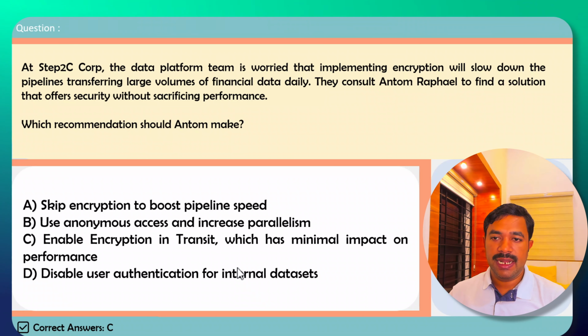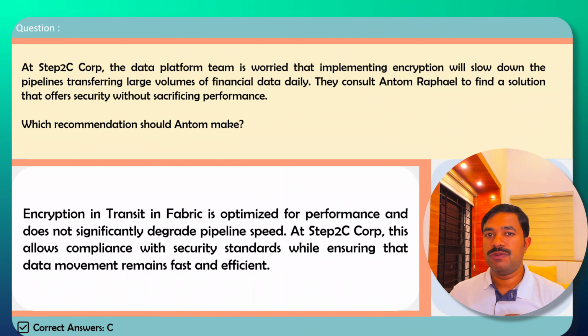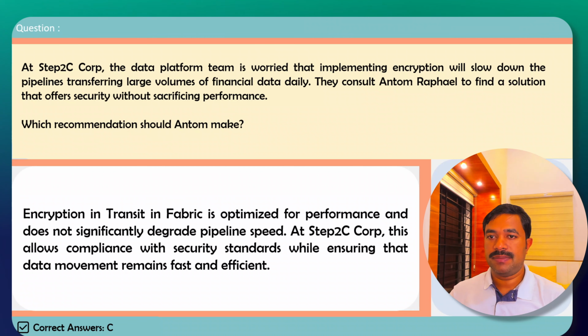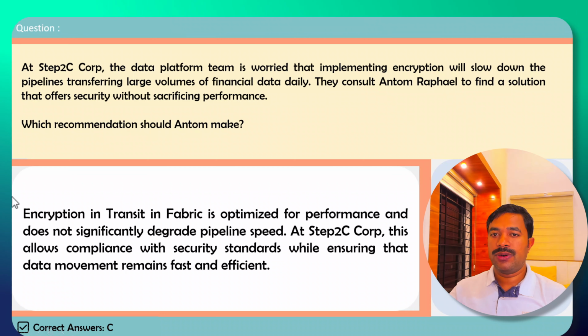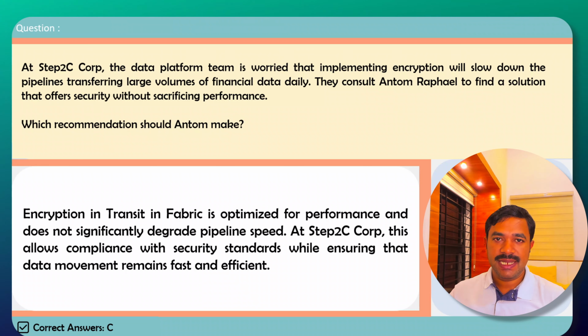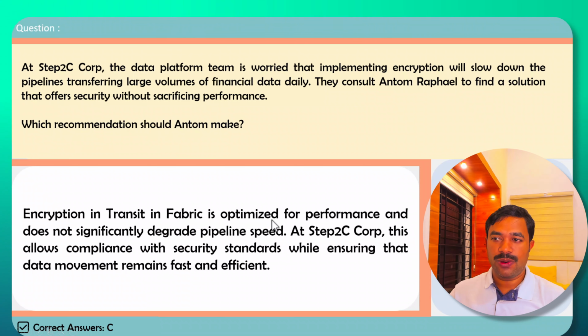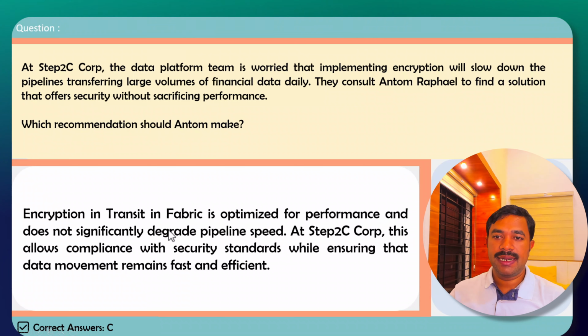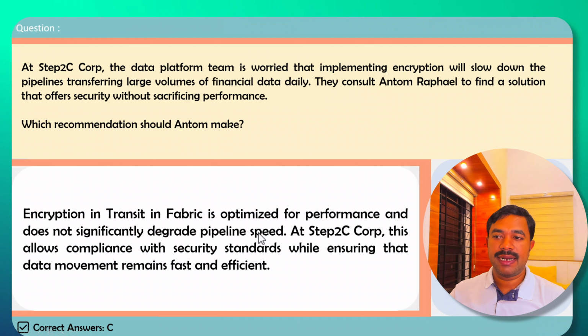The option is to enable encryption in transit, which has minimum impact on performance. So we should not disable encryption. Definitely it will have some impact, but the performance impact is small. We should not disable the encryption, especially if the data is sensitive. So option C is the right answer. Encryption in transit in Fabric is optimized for performance and does not significantly degrade pipeline speed.